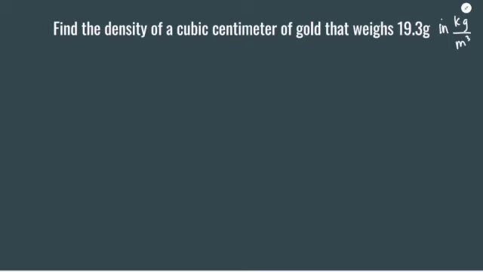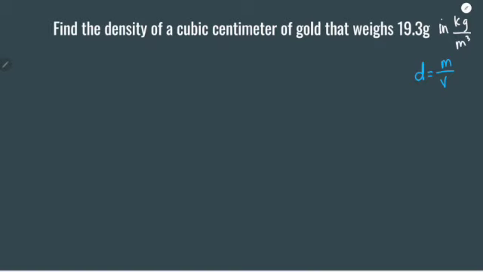Today's A+ question is, find the density of a cubic centimeter of gold that weighs 19.3 grams, and we want our answer to be in the units kilograms per cubic meter. So let's get started. First of all, we're going to identify the formula that we need to use, and that formula, which we've learned is density, is mass over volume.